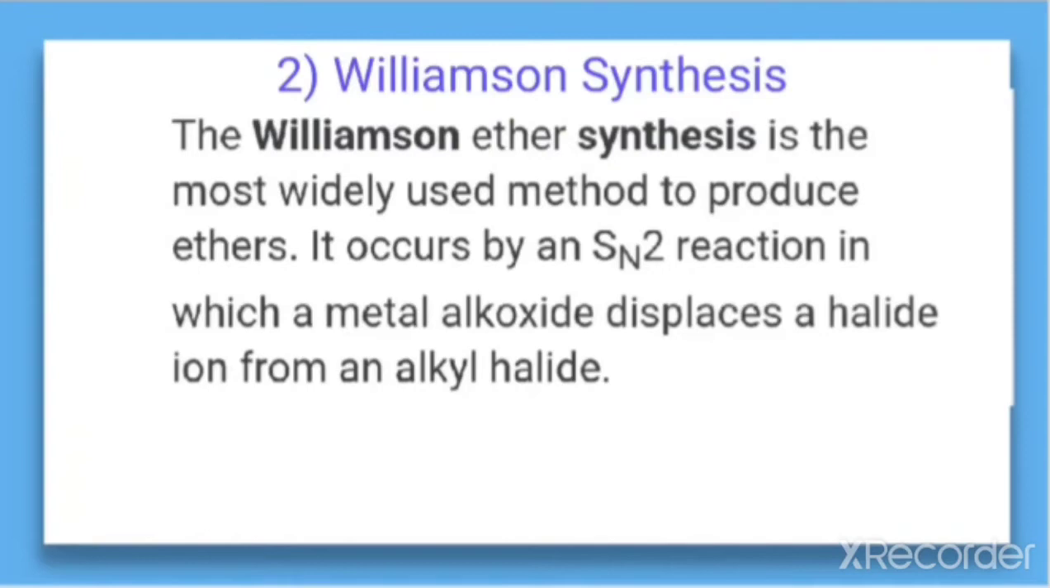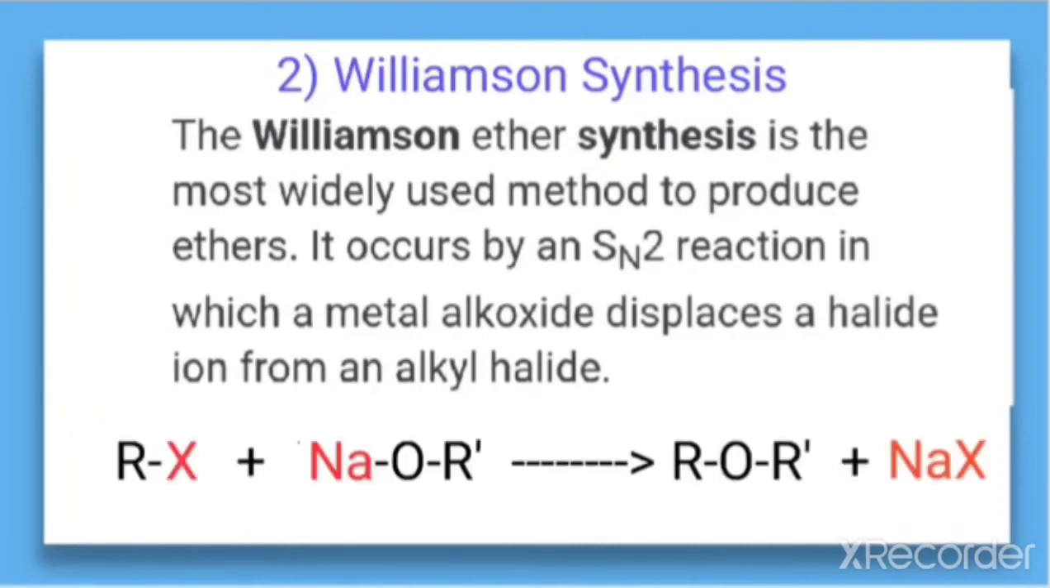This is a reaction which we have already discussed in the first chapter of organic. The Williamson ether synthesis is the most widely used method to produce ethers. It occurs by the SN2 reaction in which a metal alkoxide displaces a halide ion from an alkyl halide. Let us write the general equation, that is RX plus NaOR' gives rise to ROR' plus NaX.